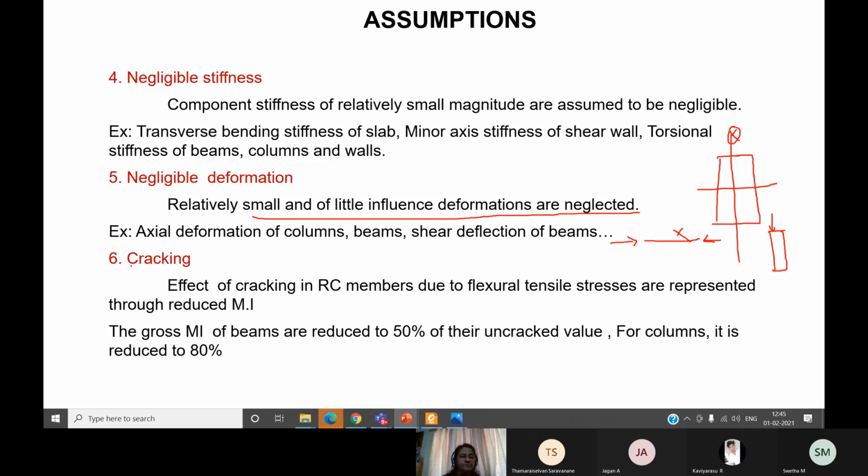Then another assumption that we make is cracking. The effect of cracking in RC members due to flexural tensile stresses is represented through reduced moment of inertia. This means the gross moment of inertia of beams is reduced to 50% of their uncracked value.